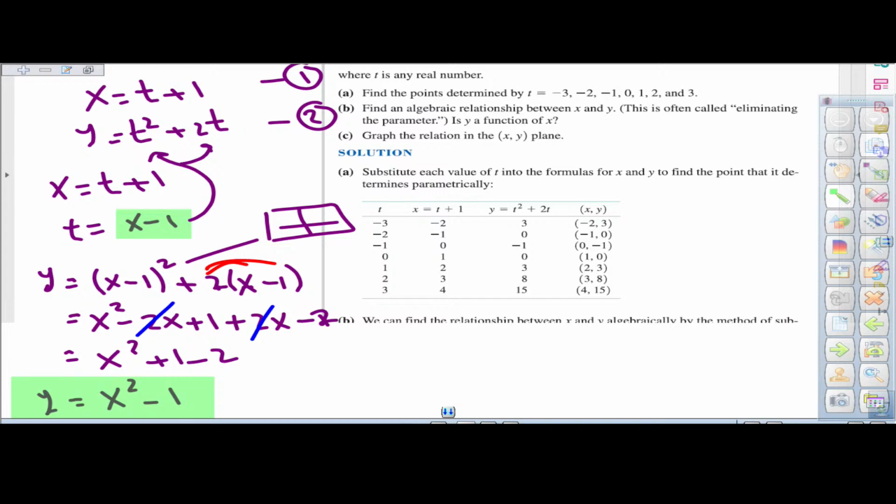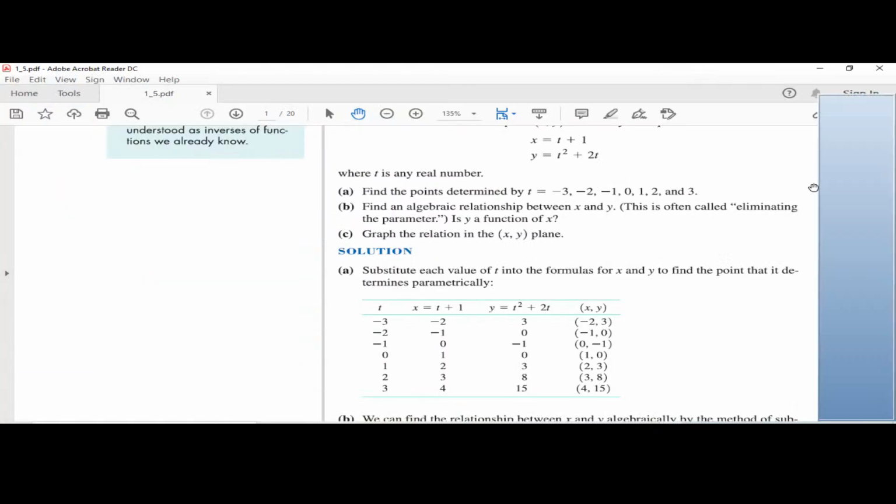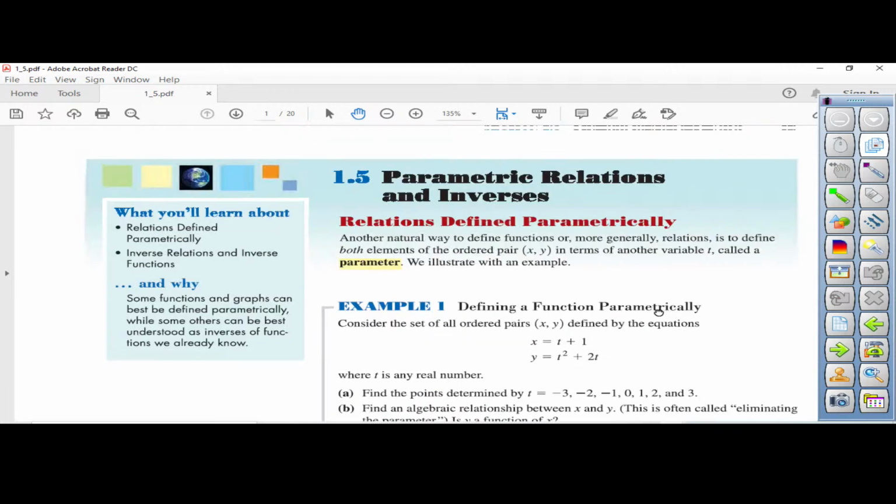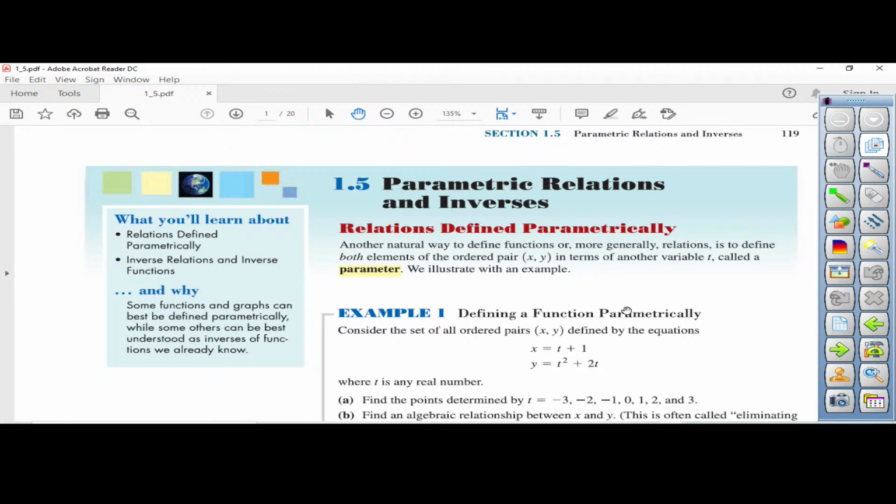Are we good? Give me a thumbs up if we're good. Awesome. So basically, solving by substitution is what we're doing in this case. The first thing that we talked about was the parametric, which is eliminating the parameter.